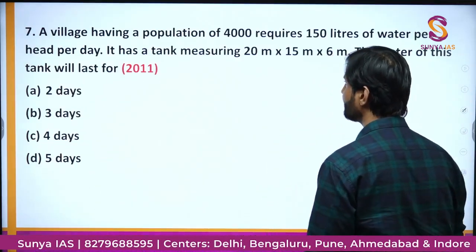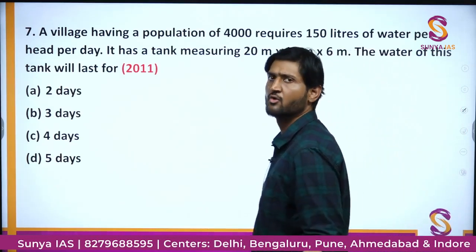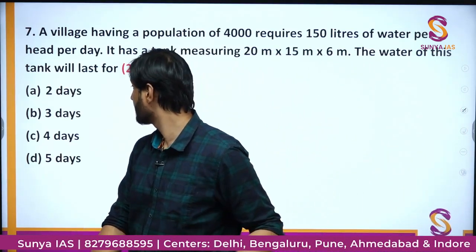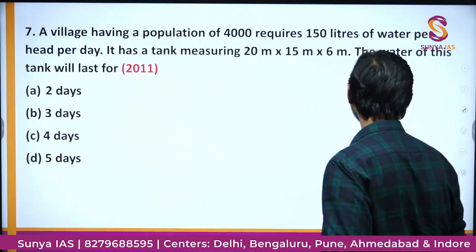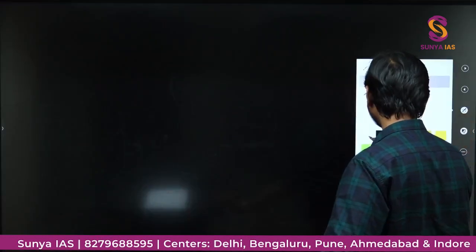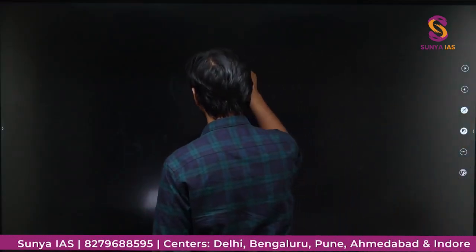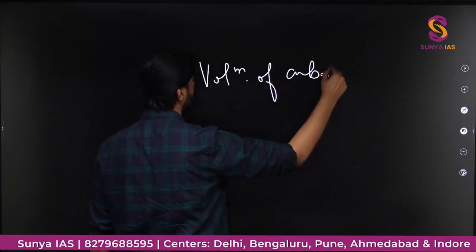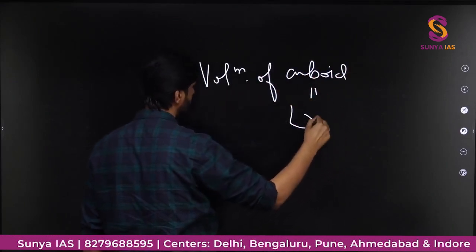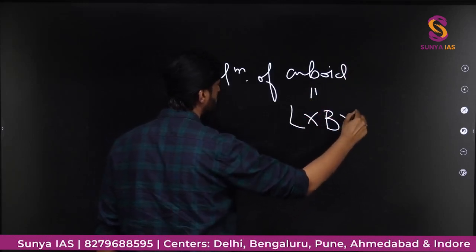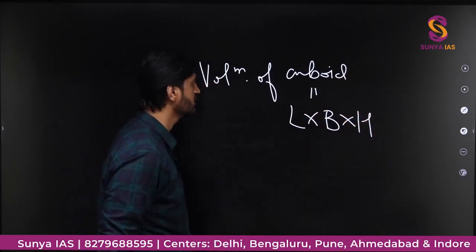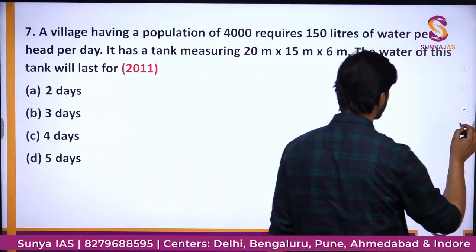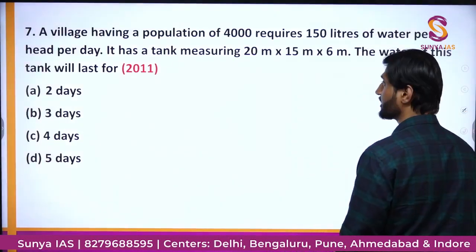So now we have problems related to volume. So let us see. I hope you know the basic idea that the volume of a cuboid is nothing but length into breadth into height. Very simple formula, nothing much to worry about. So now we have this particular question.